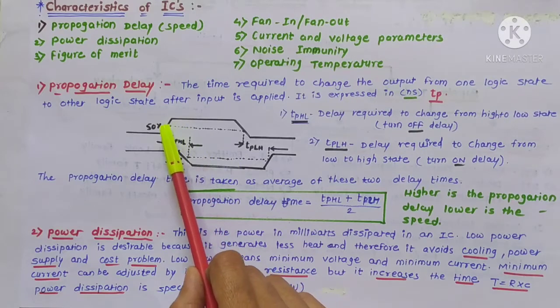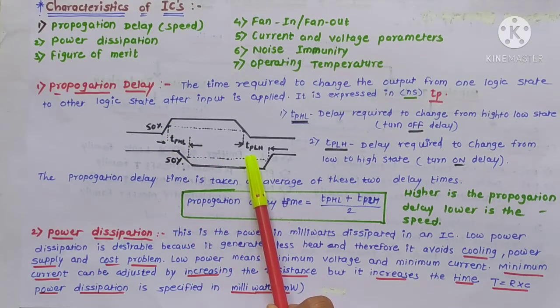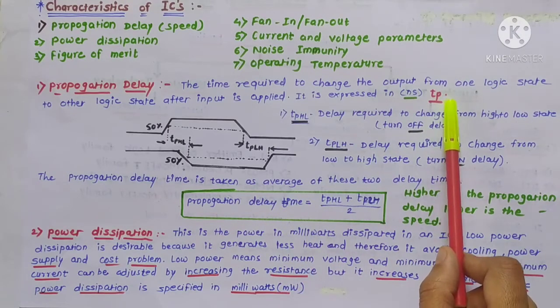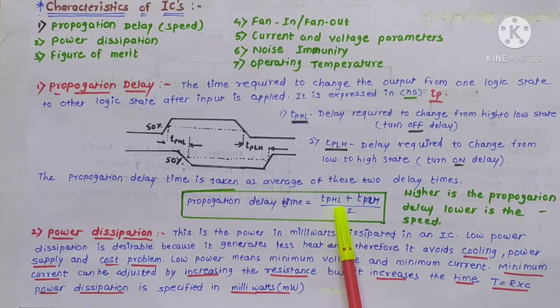In this diagram you can see this is TPHL and this is TPLH. Okay students? So the propagation delay time is taken as the average of these two delay times. So we can write the propagation delay time, that is TP, is equal to TPHL plus TPLH divided by 2. Okay students? Or we can say that the higher the propagation delay, the lower the speed of the IC.